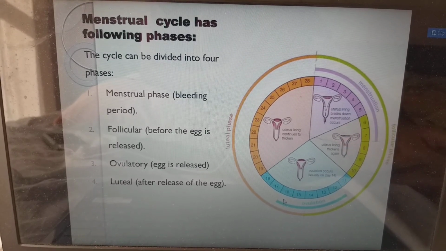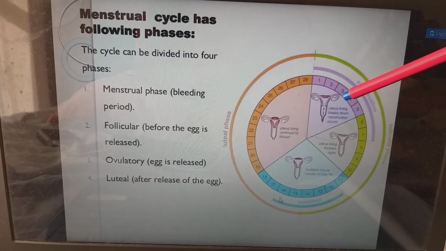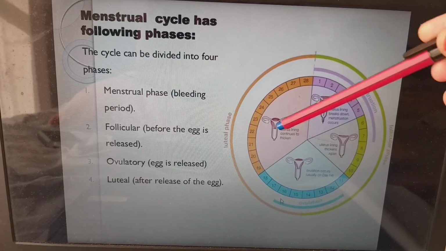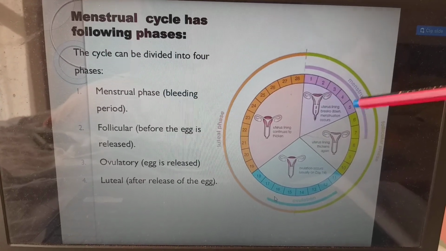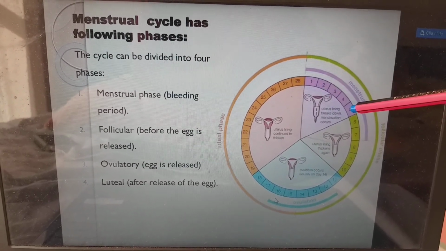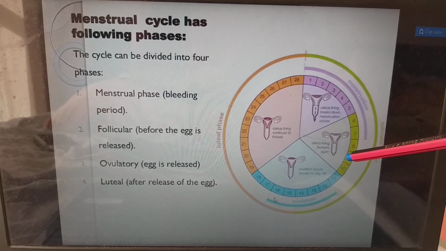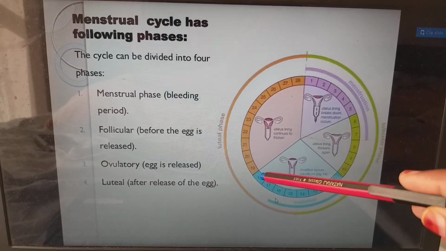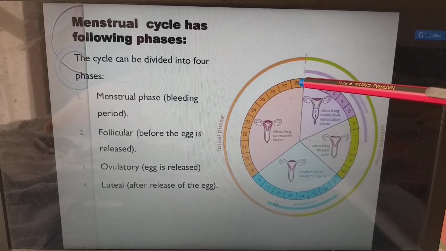So in this picture, we can see the first phase, second phase, third phase, and the fourth phase. The first phase lasts for 1 to 5 days, which we call the menstrual phase. Next, the 6th to 10th days is the follicular period, the 11th to 18th day is the ovulatory period, and the 19th to 28th day is the luteal phase.